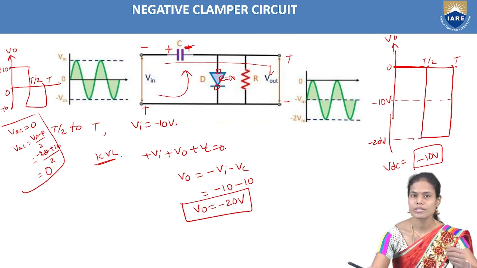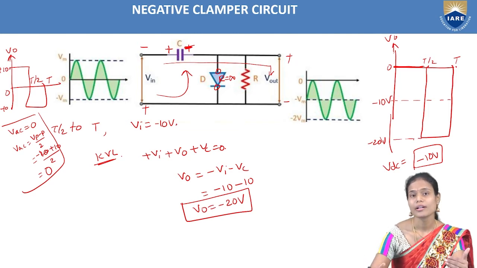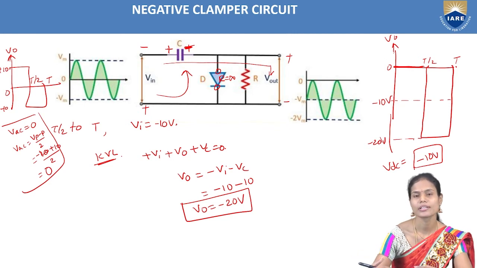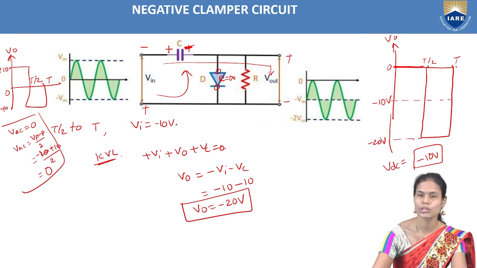So this will change depending upon our values here. But the DC level will shift depending upon which type of clamper we are choosing here. Here it is a negative clamper. So that's why the DC value is shifted towards the negative direction from the RS. So this is about the negative clamper circuit.